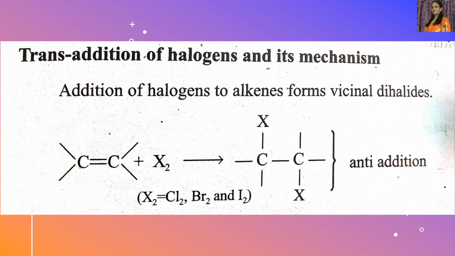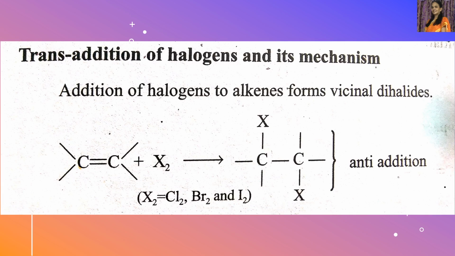Now this is an alkene. We are adding a halogen. Halogen, it can be chlorine, it can be bromine, it can be iodine. Then what happens? One X atom goes to this carbon, another X atom goes to this carbon. Then we got vicinal dihalide.